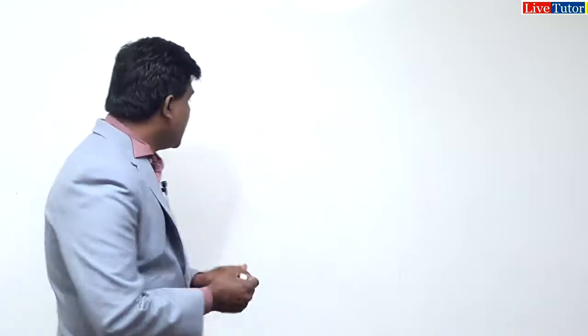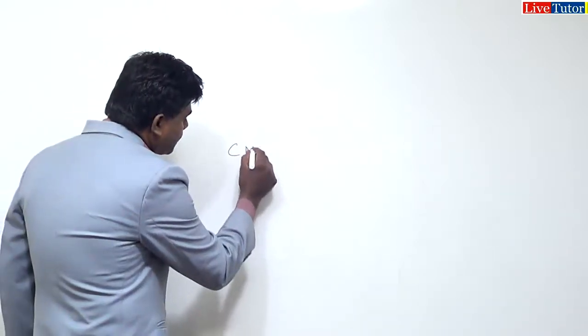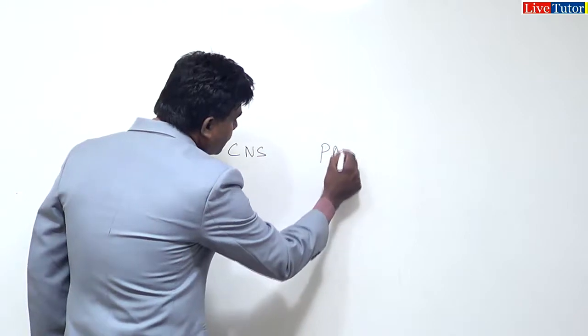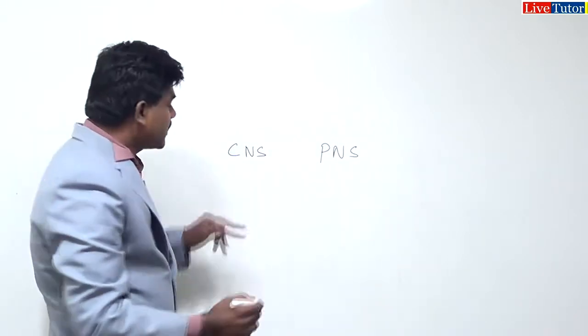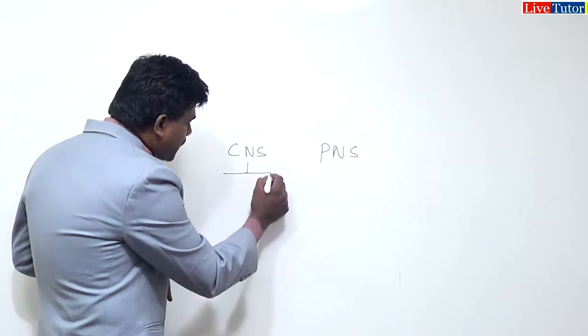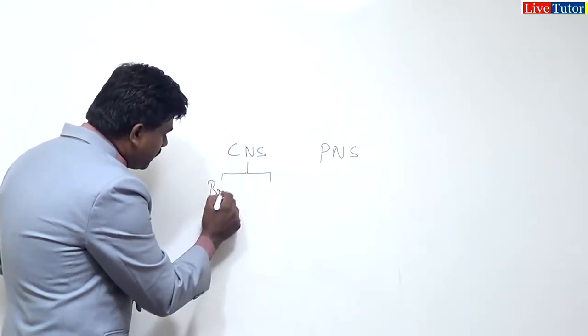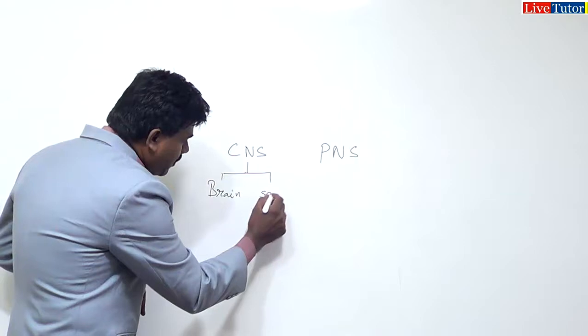There is the nervous system: the central nervous system and the peripheral nervous system, CNS and PNS. So what is the CNS? The central nervous system consists of the brain and spinal cord. The peripheral nervous system is also called PNS.